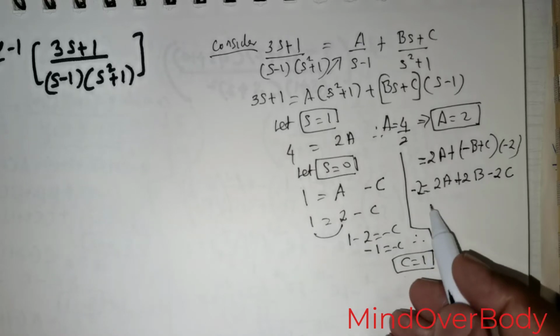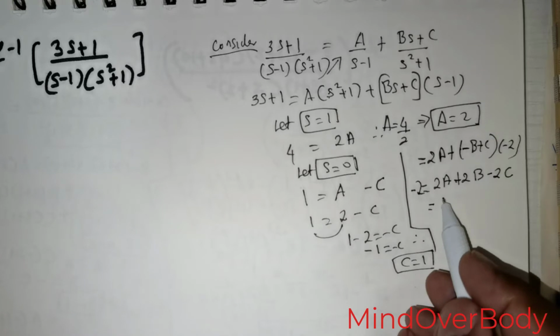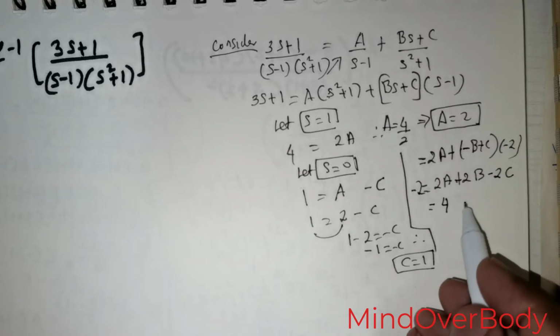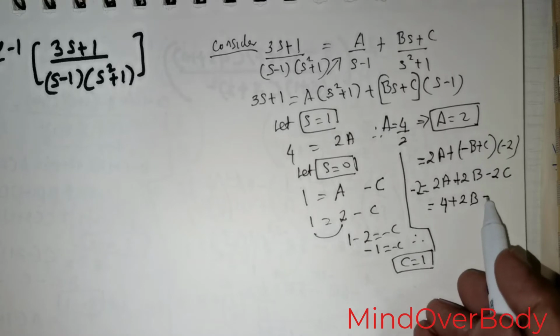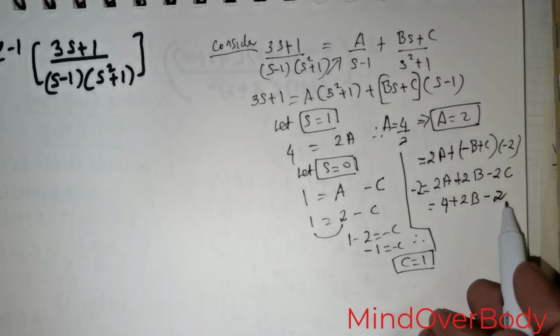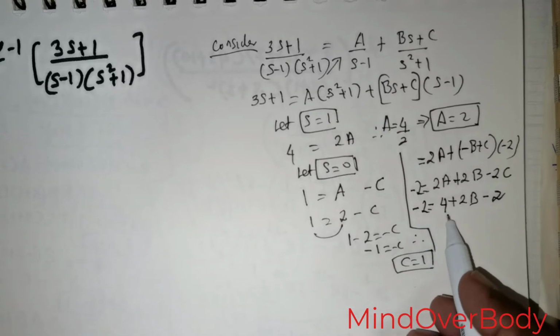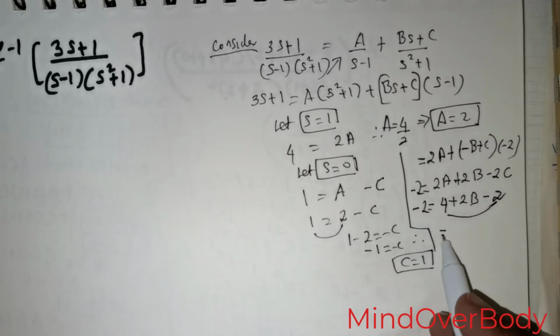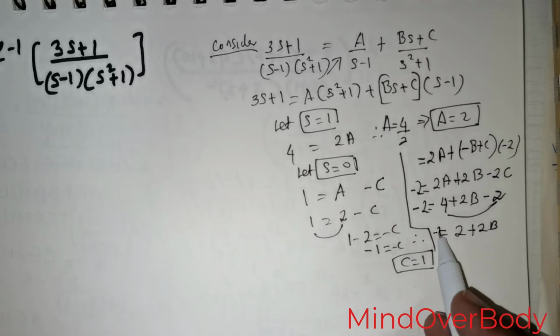I have a value for A, so I can substitute it. My value for A is 2, so it's going to be 4 there, followed by 2 times B. My value for C is 1, so it's going to be 2 there with a negative sign, and I get a negative 2 here. So 4 added with negative 2 will give me positive 2. So it's going to be 2 times 2B followed by a negative 2 there.